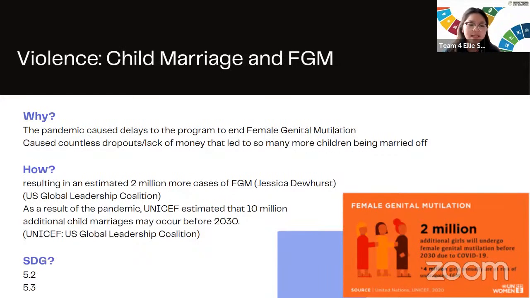Now, this resulted in an estimated 2 million more cases of FGM, and as a result of the pandemic, UNICEF estimated that 10 million additional child marriages may occur before 2030. And this once again relates to our SDG goals and targets 5.2 and 5.3, which say that we must eliminate child marriage and FGMs because they are a clear violation of human rights.